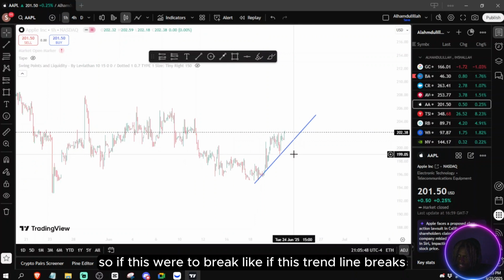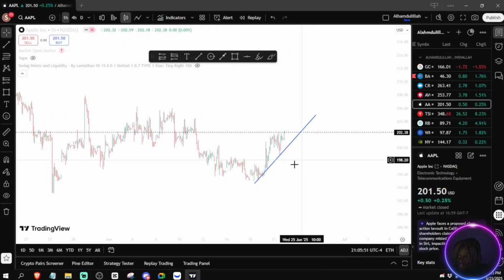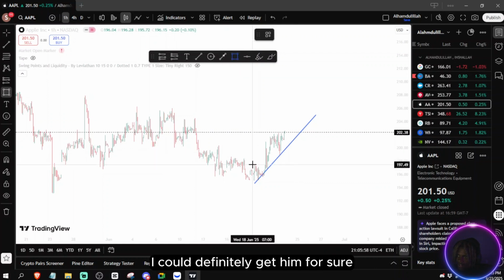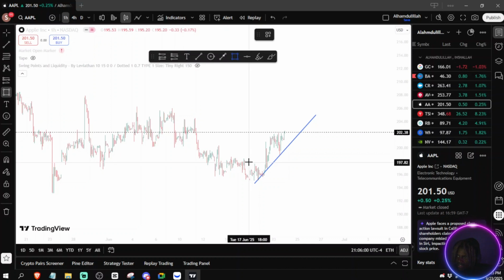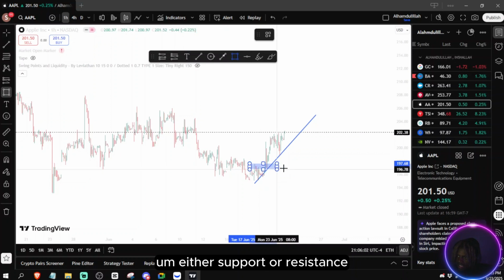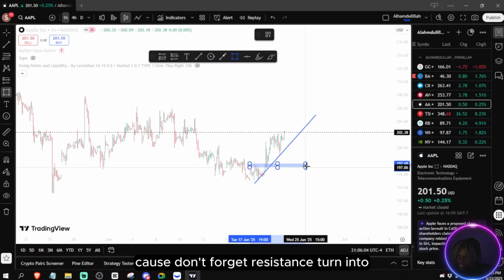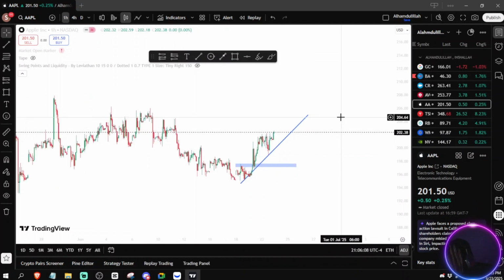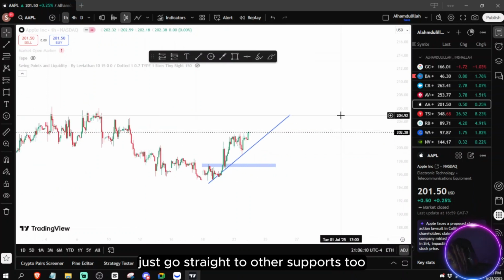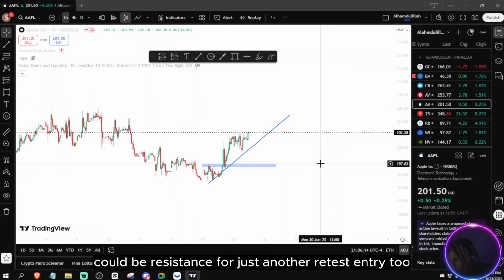So if this trend line breaks, I can get in for a short. Could definitely get in for a short. Either support or resistance, because don't forget, resistance turns into support. So I don't just think supports go straight to other supports too. It can, but don't forget, a support could be resistance for just another retest entry too.